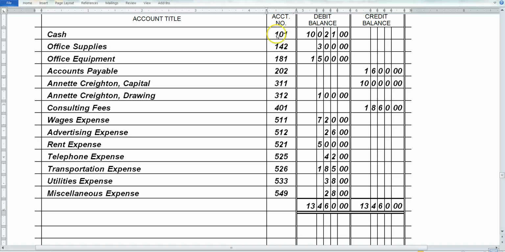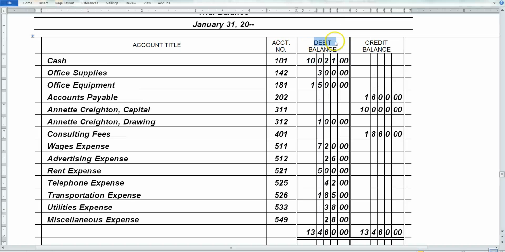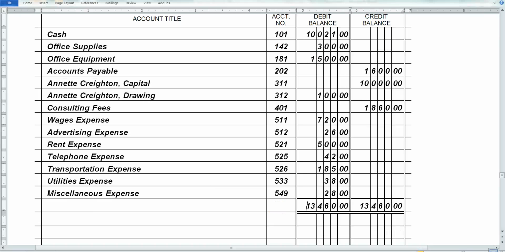Now, always put the account title, the financial statement that you're working on, and the date. Make sure you list the account number and the account balance. If it's a debit or a credit balance, and you list it in account order. All our debits must equal all of our credits. So we list each and every one of our accounts from our general ledger.